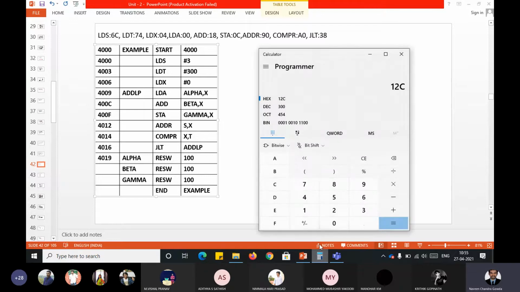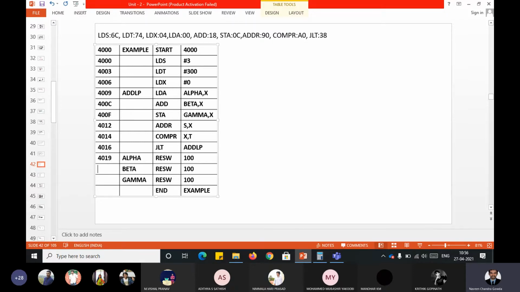So what are you supposed to do? You have to convert that 300 to hexadecimal before you can add it with this 4019. When you convert that 300 into hexadecimal, you get 12C. What is 12C? It is the hexadecimal representation of 300. When you add that to 4019, you will get 4145. So the next address would be 4145.